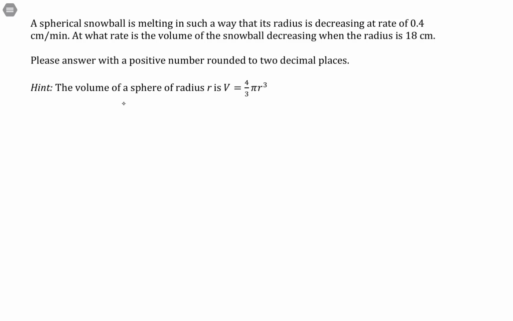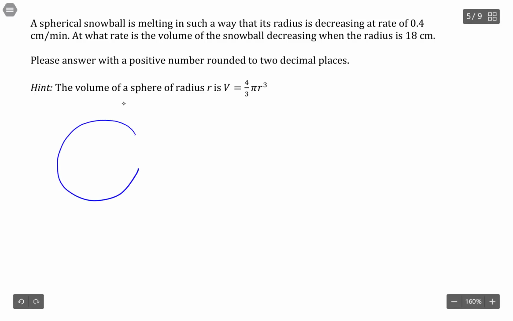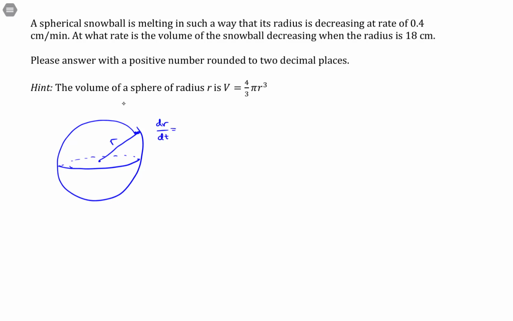Okay, so we have a spherical snowball, and I'll do my best to draw a three-dimensional object here. I'm pretty terrible at that stuff. And its radius, so we have a radius here, and the radius is decreasing, so dr/dt, the rate of change of the radius, is negative 0.4 centimeters per minute because it's decreasing. I'll make it a negative derivative.